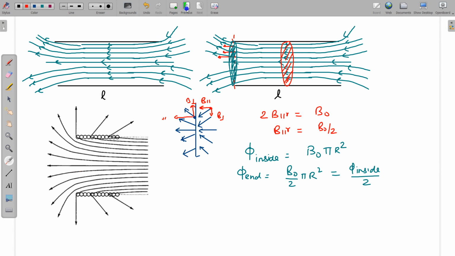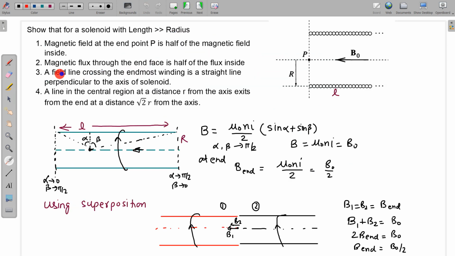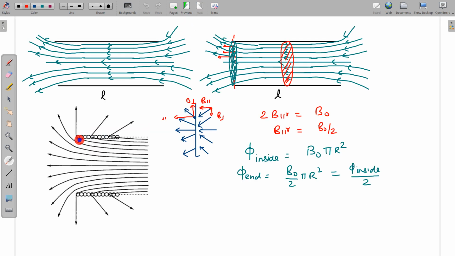Now coming to the next question. The next question is, a field line crossing the endmost winding is a straight line perpendicular to the axis of the solenoid. And in the diagram, let us move to the diagram. In the diagram, it is shown here that this field line which is passing through this endmost winding is perpendicular to the axis. It is just going in a straight line. It is something going in a straight line like this. So how is it going in a straight line? Something like this, which is perpendicular to the axis.